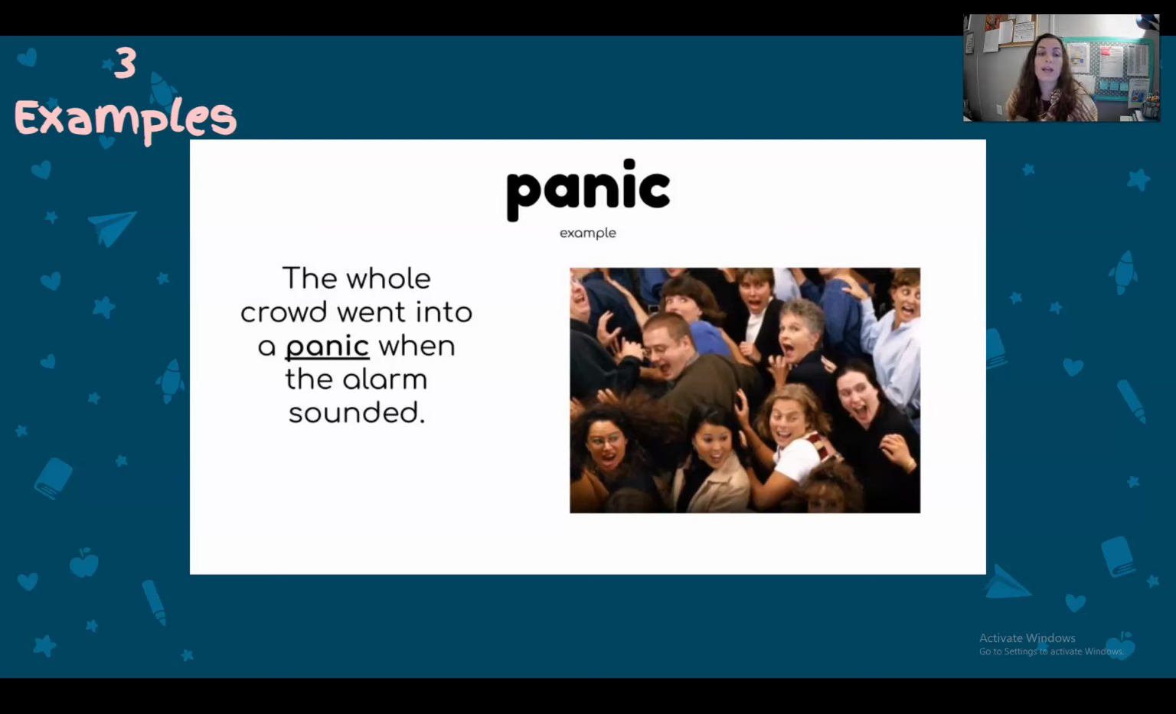"The whole crowd went into a panic when the alarm sounded," and I would encourage them to do that motion and say that word with me. Then we talk about how that crowd is going into a panic and maybe what's causing that panic, just giving a little bit of background for that.